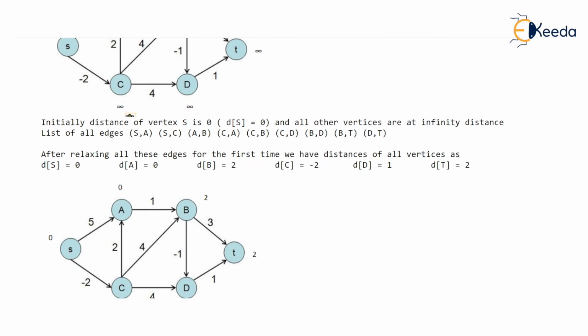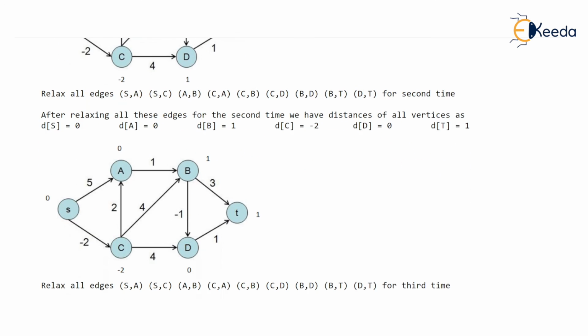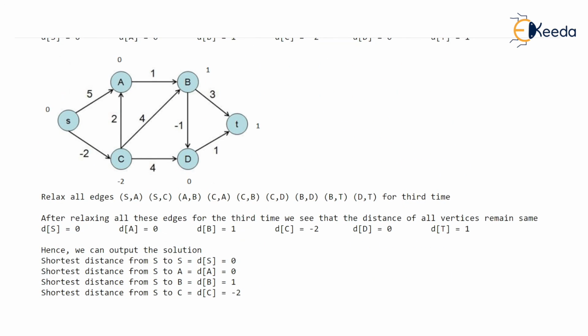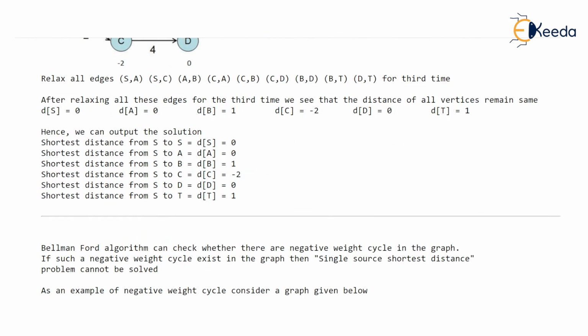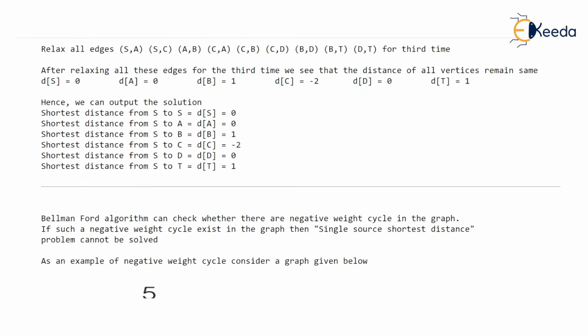Now, there is one problem with the Bellman-Ford algorithm. Actually, it's not a problem, but Bellman-Ford fails to find the shortest distance if there is a particular type of graph, which I will explain in the next video.